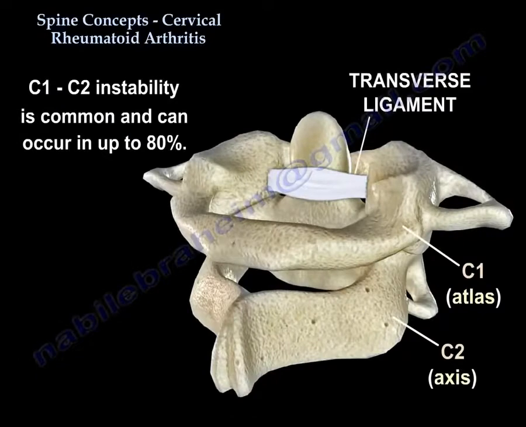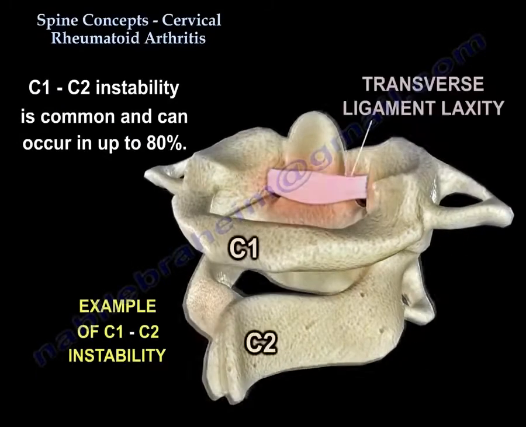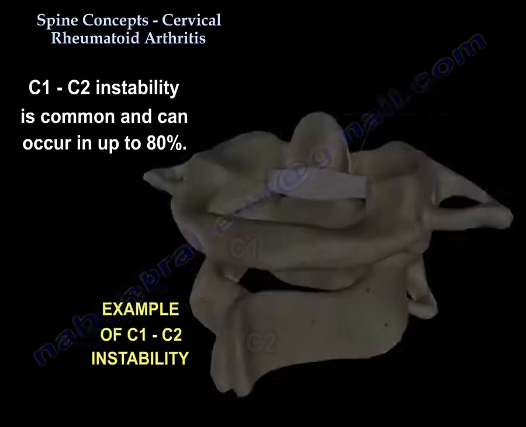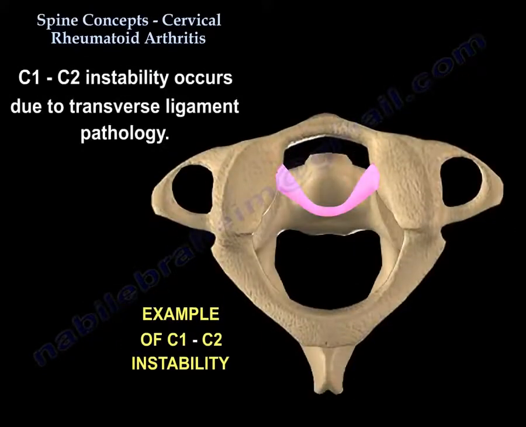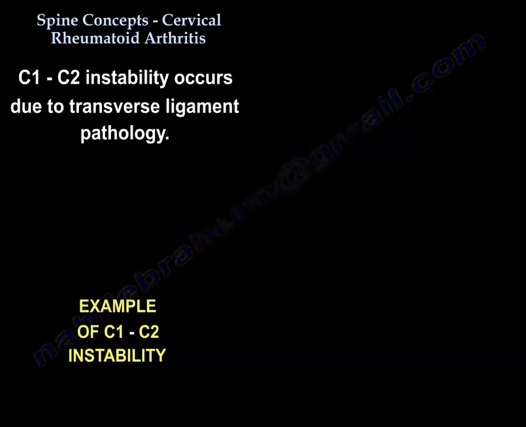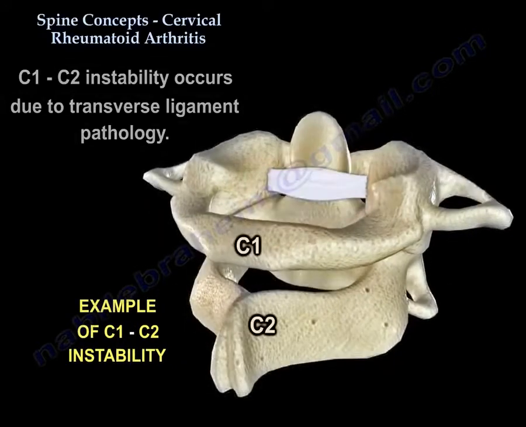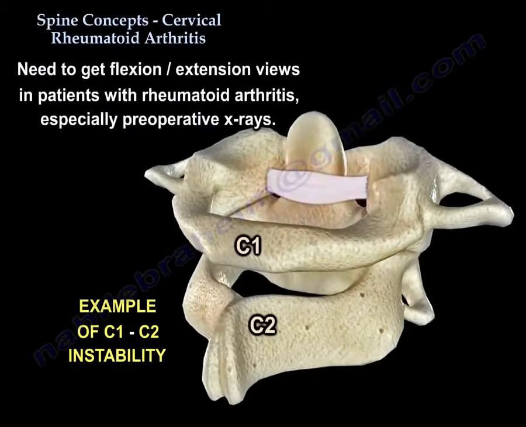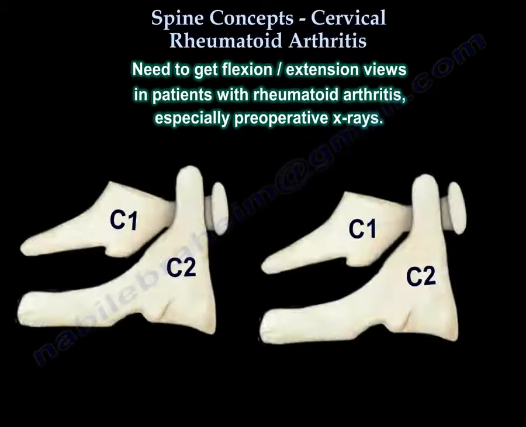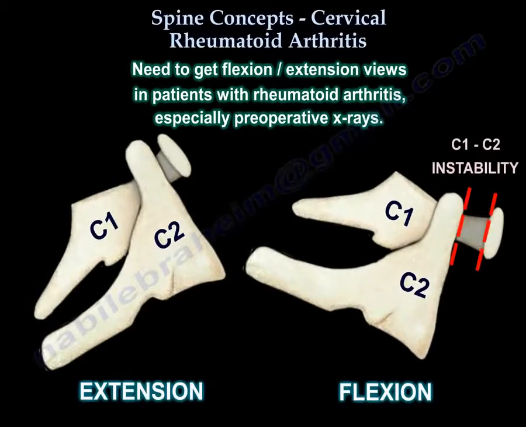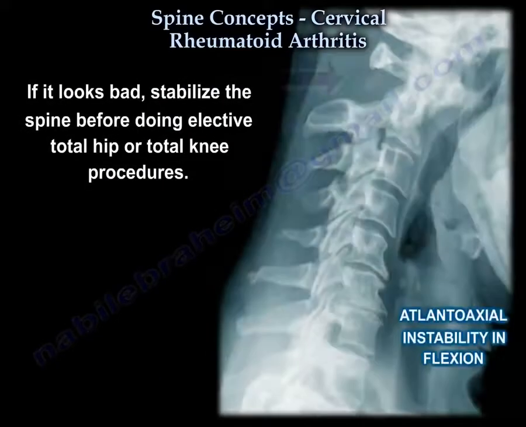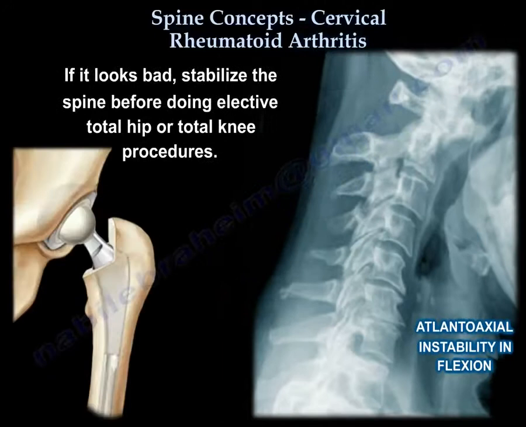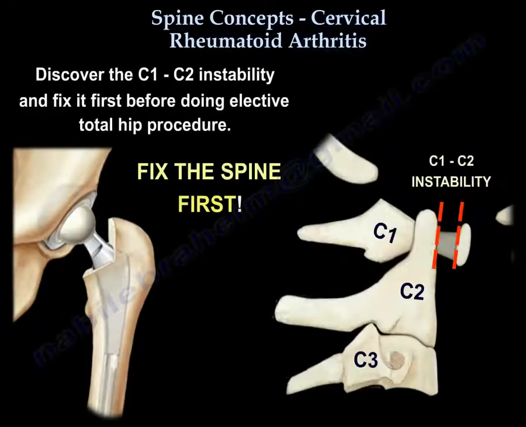C1, C2 instability is common. It can be up to 80%. It occurs due to transverse ligament pathology, so you will need to get flexion extension views in patients with rheumatoid arthritis, especially preoperative X-rays. And if it looks bad, you've got to stabilize the spine before you do an elective total hip or a total knee. Discover the C1, C2 instability and fix it first before elective operation of total hip.